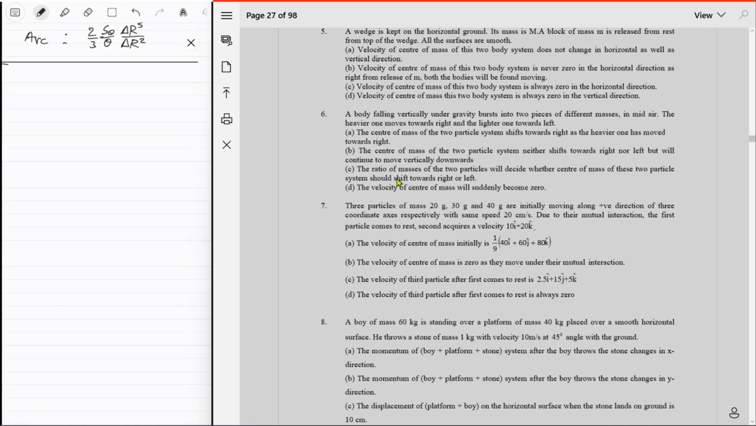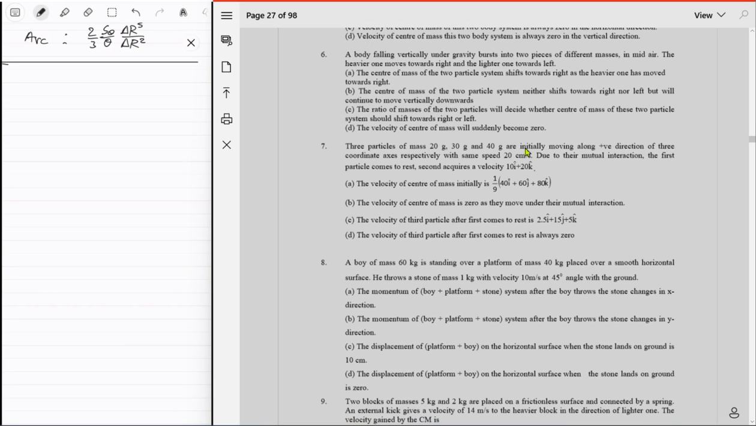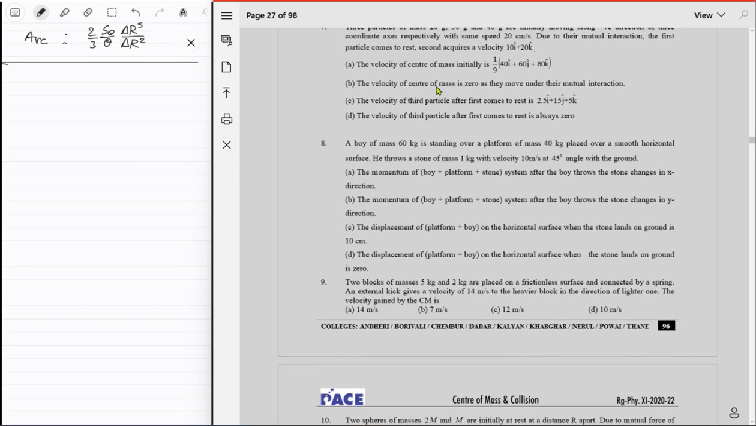The ratio of masses of the two particles will. So it's like you have, I don't know if it's a valid example or not, a box containing something that's decomposing into gaseous molecules. Okay, that's a very complicated example. Let's not go into that stuff. The ratio of masses of two particles will decide whether. No, no, no. It is zero. The velocity of center of mass will suddenly become zero? Huh? What? No. Okay. Next.